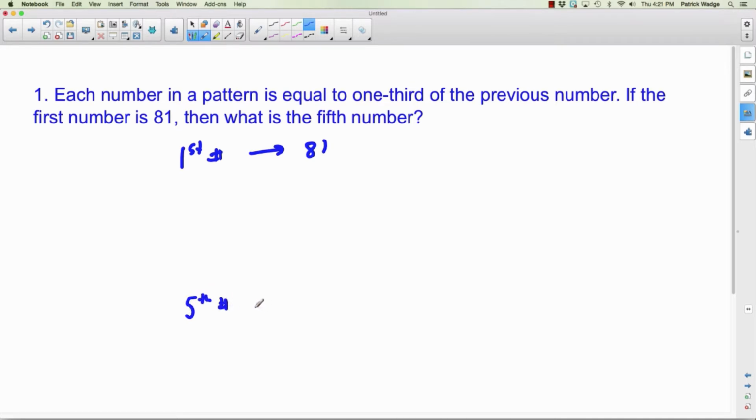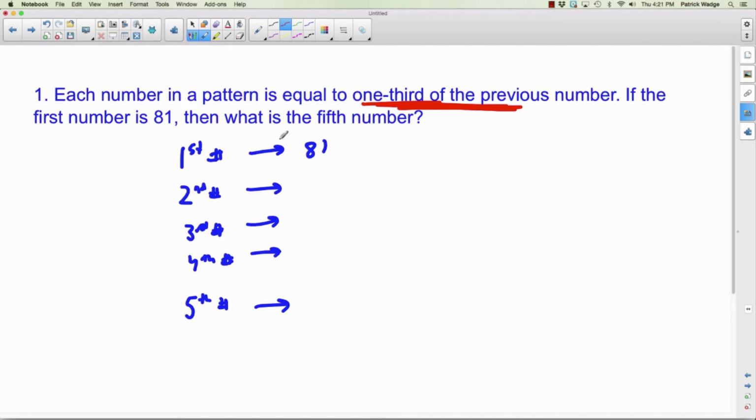Now, I'm hoping that you agree with me. It's going to be hard to go from 81 straight to our answer. We're probably going to need to figure out what the second number is, and what the third number is, and the fourth number, and then from there we can go to the fifth number. So why don't we do that? So let's read carefully what it says. It says each number in a pattern is equal to 1/3 of the previous number, 1/3 of the number before it. If the first number is 81, we already know that, then what's the fifth number?